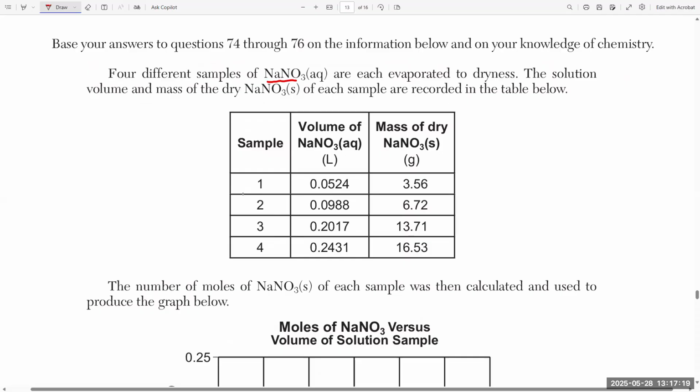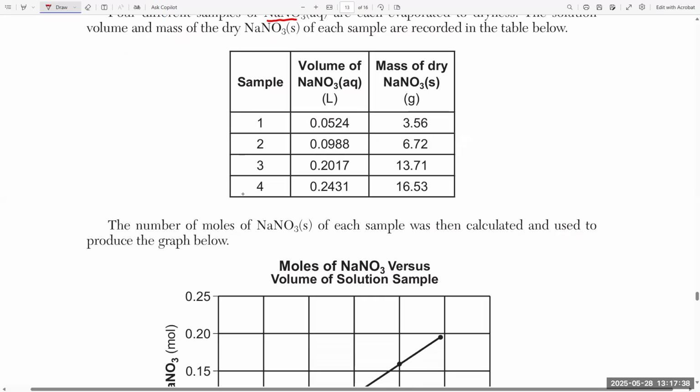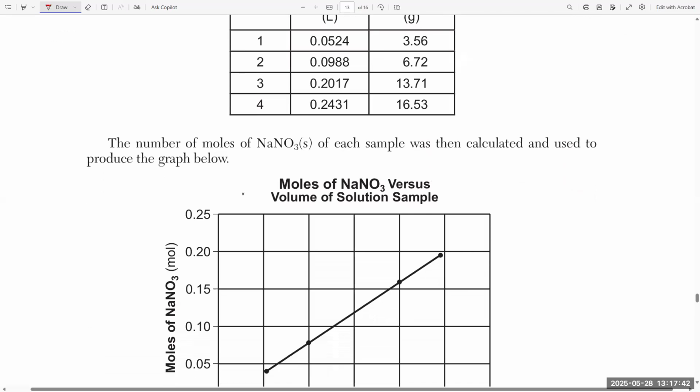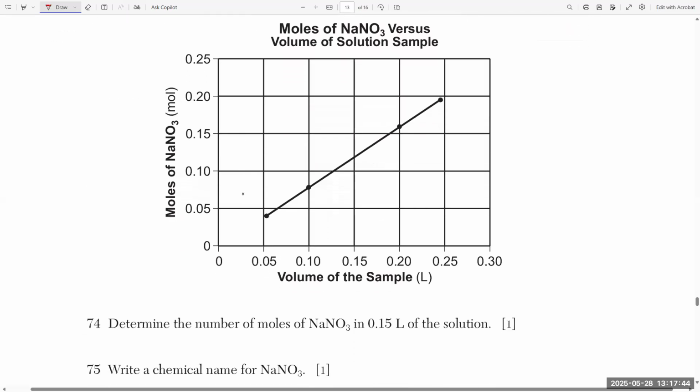The solution volume and the mass of dry sodium nitrate of each sample are recorded in the table below. And by the way, if you're wondering how you know how to name that, you remember NO3? What's that? Polyatomic ion, table what? Not telling you, got to figure that out. All right, so let's go. The number of moles of sodium nitrate of each sample was then calculated and used in the graph below. Determine the number of moles of sodium nitrate in 0.15 liters of the solution.